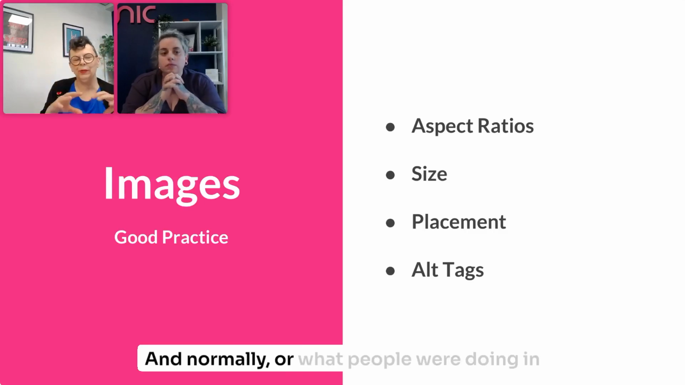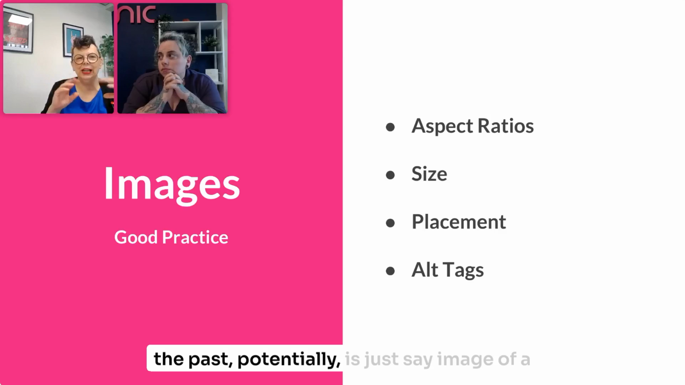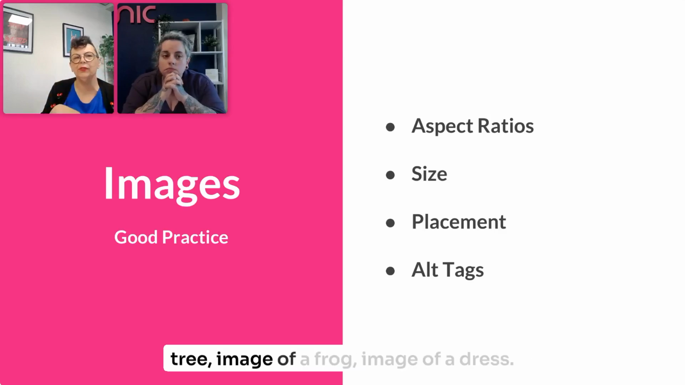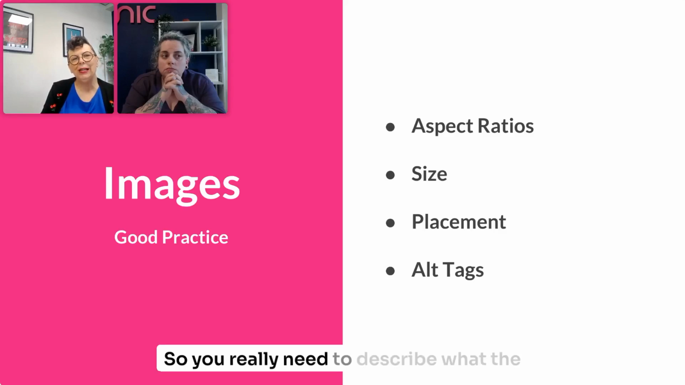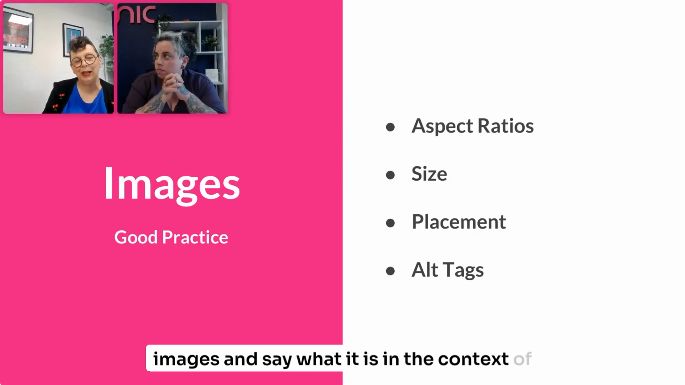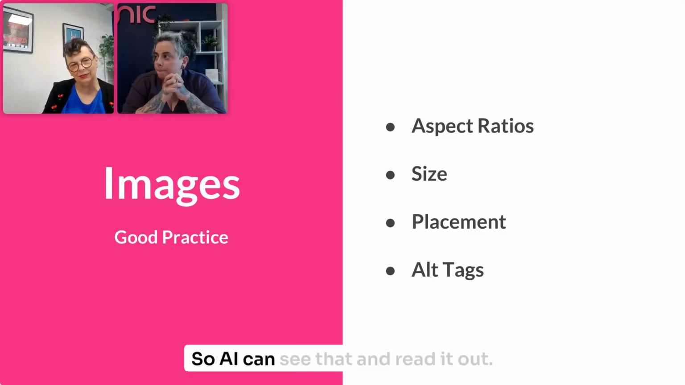What people would do in the past, potentially, is just say image of a tree, image of a frog, image of a dress. That's not good enough at all. You really need to describe what the image is and say what it is in the context of the email, so AI can see that and read it out.